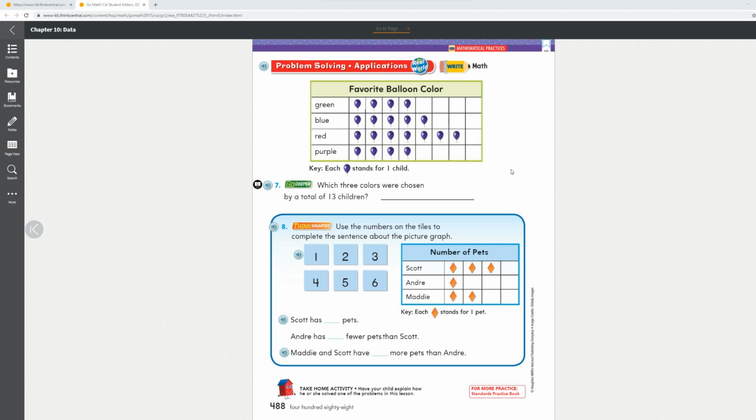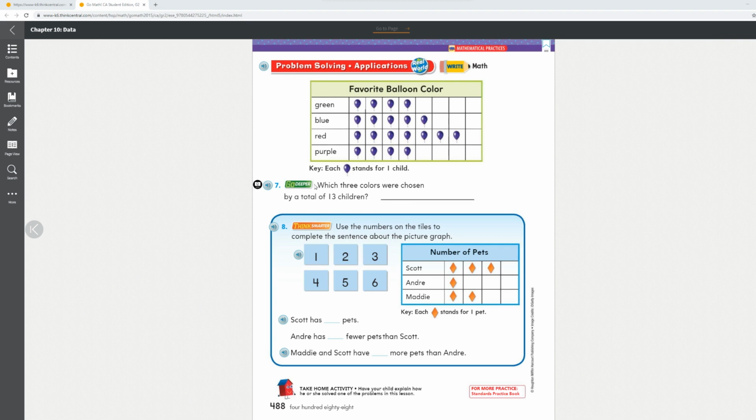So here we have a picture graph. Favorite balloon color is the survey, and the categories are green, blue, red, and purple. So let's look at the key next. Each picture of a balloon is going to equal the same as 1 child. So each balloon equals 1 child. Okay, so let's go to the question now.